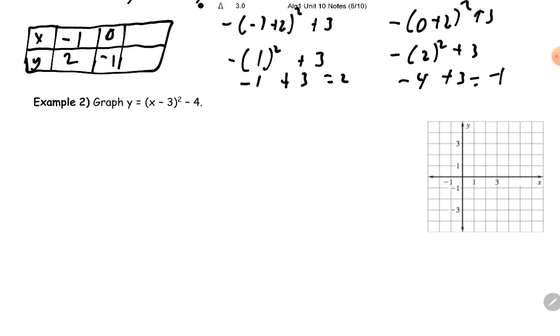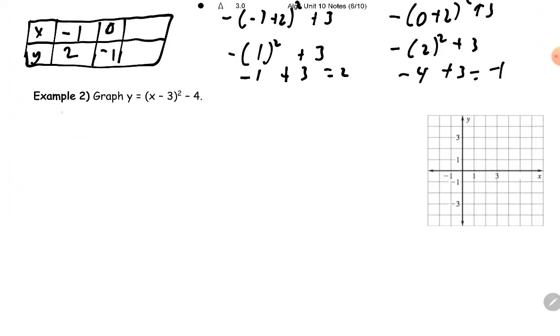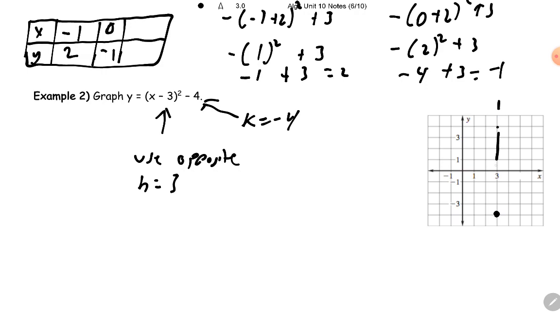Example 2, okay, same thing. Use the opposite sign. So h is 3, k is -4. So (3, -4) is down here. This is our axis of symmetry. Now you don't have to draw in your axis of symmetry, but I'm just drawing it in to show you that it's there.